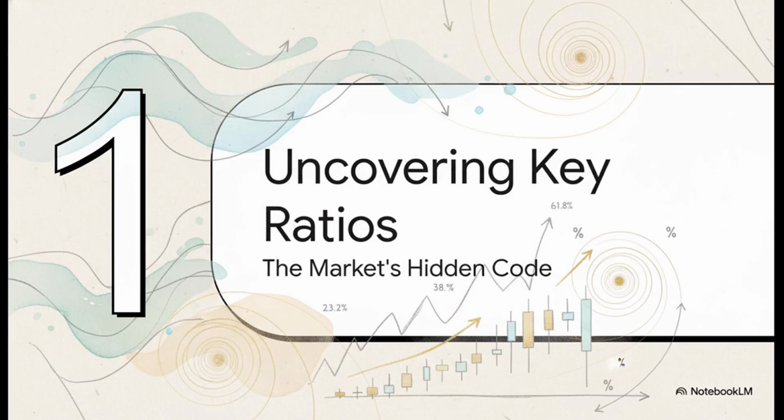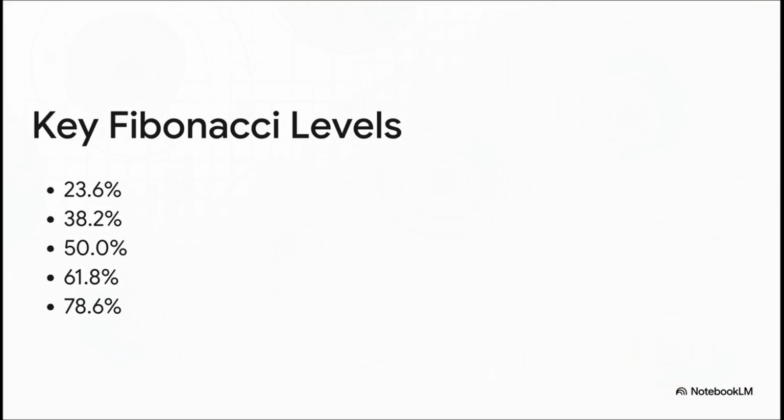Okay, so if there's this hidden code out there, how do we actually find it on a chart? What are the specific numbers we should be looking for? Let's break down the key ratios you need to know. So here they are, these 5 percentages. They're the absolute key levels traders keep their eyes on. I want you to think of them like invisible tripwires on a chart, potential floors or ceilings where a price move might just stop, take a breath, or even turn around completely.